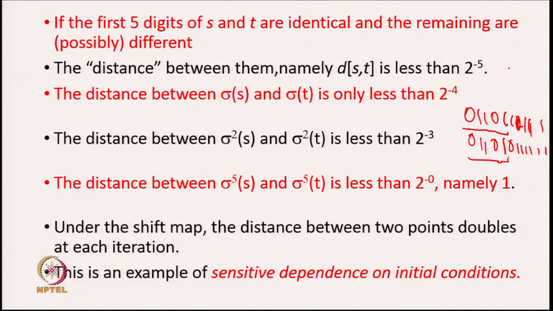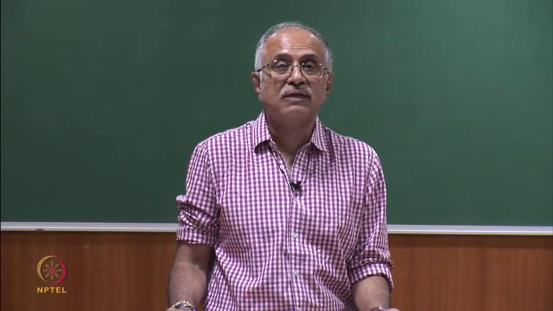Now, if I operate by sigma, I have to drop the first digit. And so, these two new sequences are only matching for 4 places, and so the distance is only less than 1 over 2 to the 4. If I apply sigma again, I drop one more place, and now these two symbol sequences are only matching for 3 places. If that is so, then the distance between them is only 2 to the minus 3. And if I apply the shift operator 5 times, I wipe out the first 5 symbols of both of them, and now the two sequences don't have anything necessarily in common, and so the distance has got to be only of the order of 2 to the 0, which is 1.